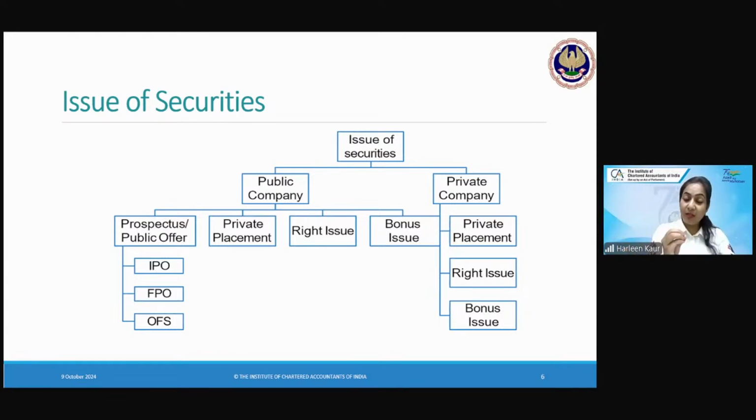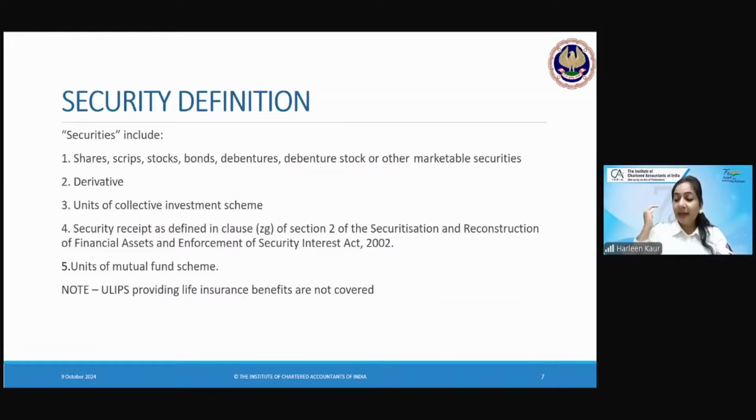So a prospectus will be issued for IPO, FPO, OFS. Then we have private placement, rights issue and bonus. However, a private company only has three: private placement, rights issue and bonus. Clear? Now let's start with the definitions.